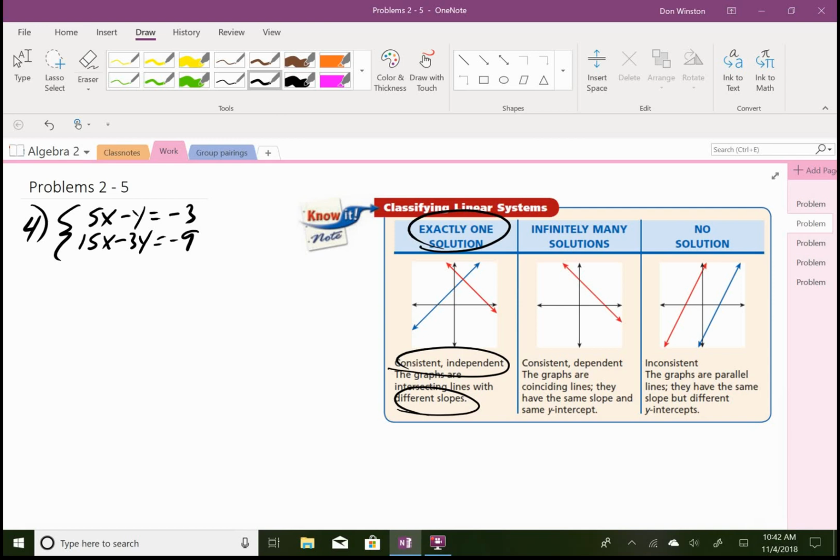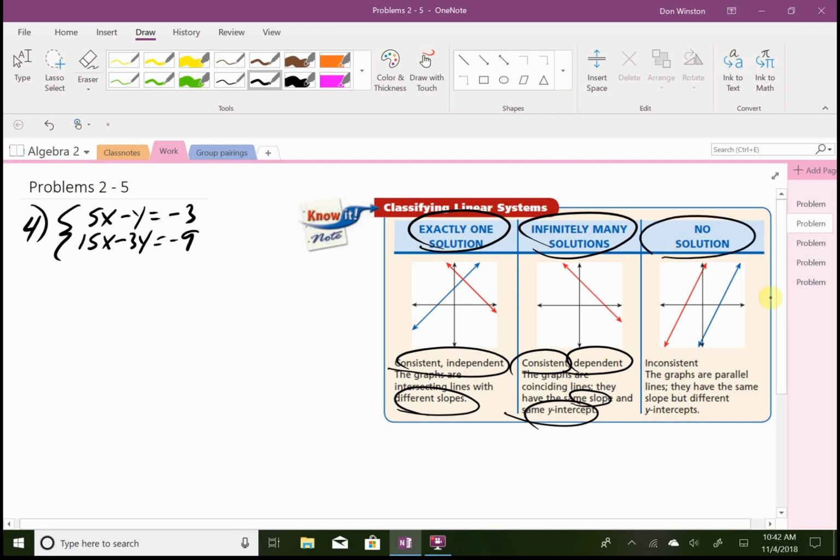The second possibility is that we get infinitely many solutions. In that case, we have the same slope and same y-intercept. Again, that's considered consistent because we have a solution. Actually, we have many solutions, but we say those lines are dependent. And then the third possibility is we get no solution. We have the same slope but different y-intercepts. That's considered inconsistent because we don't get a solution.